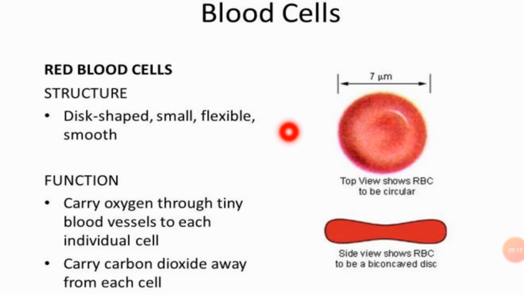The last example is about the blood cells, and this one is about the red blood cells, which we have already discussed. This one is the structure of a red blood cell, and the next thing is about the functioning. Red blood cells are specialized for oxygen and carbon dioxide transportation. They carry oxygen through tiny blood vessels to each individual cell, and they carry carbon dioxide away from each cell. This picture represents the red blood cells.